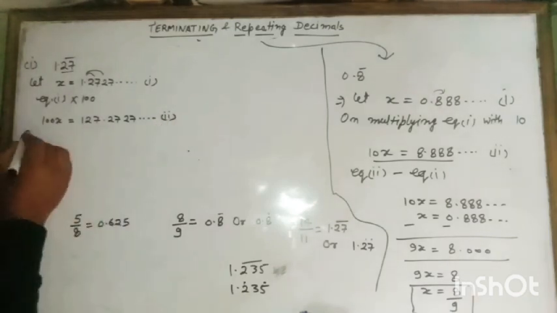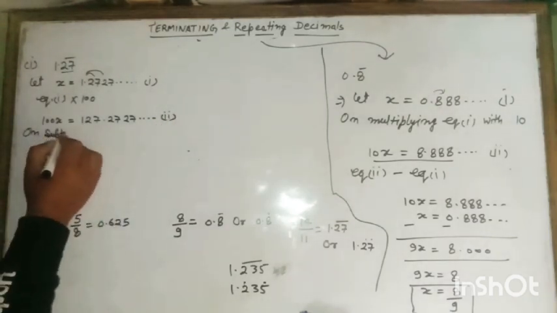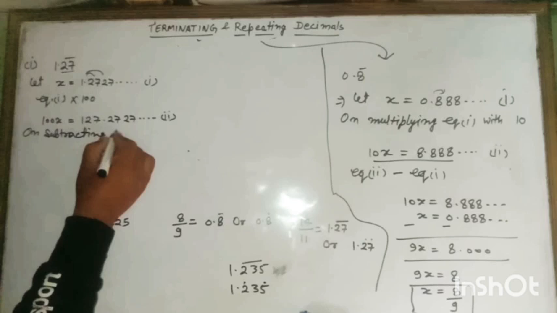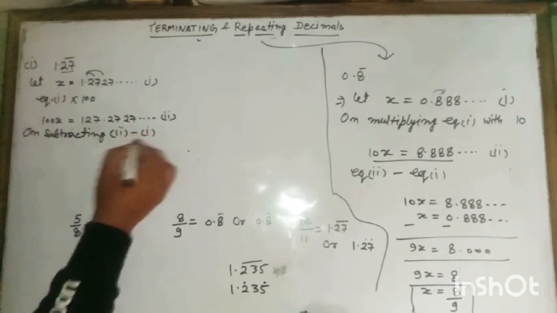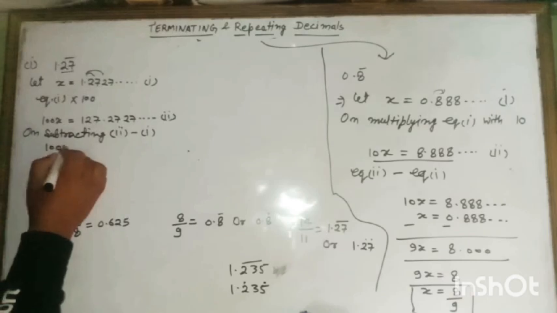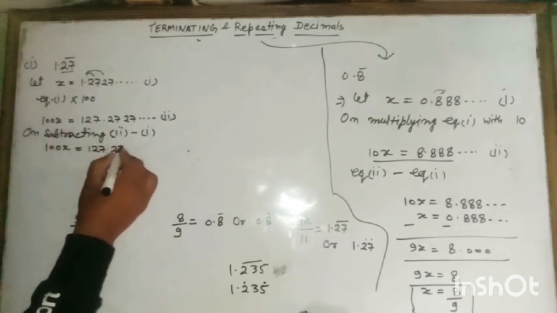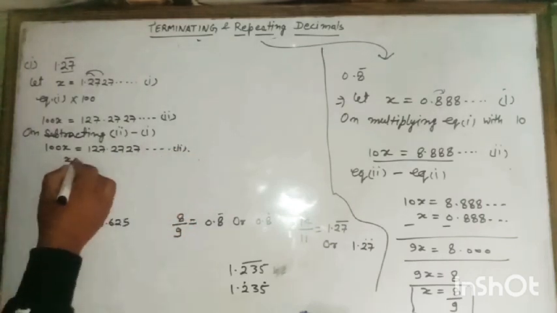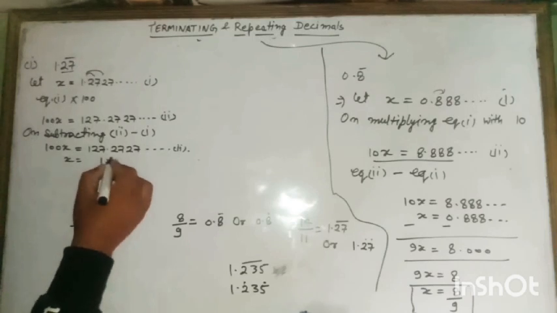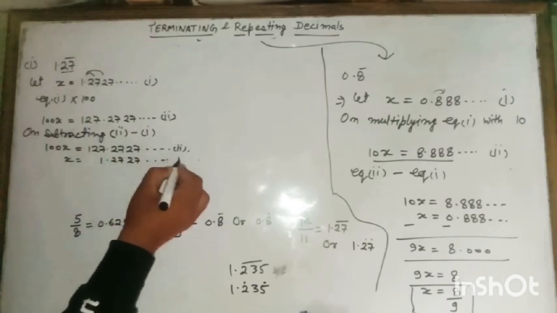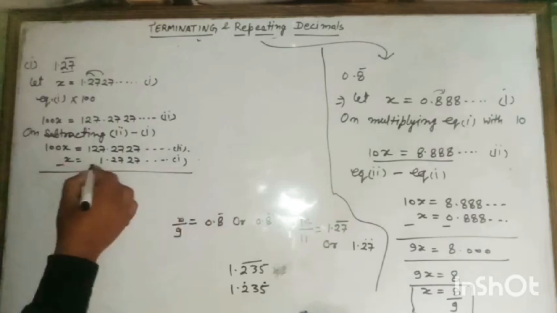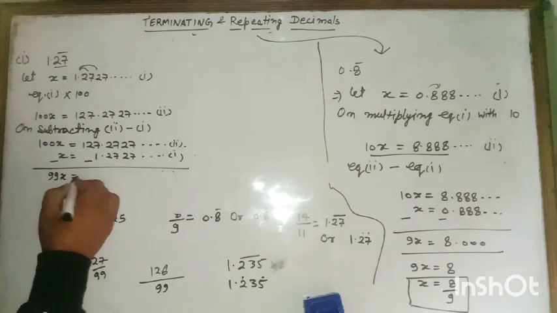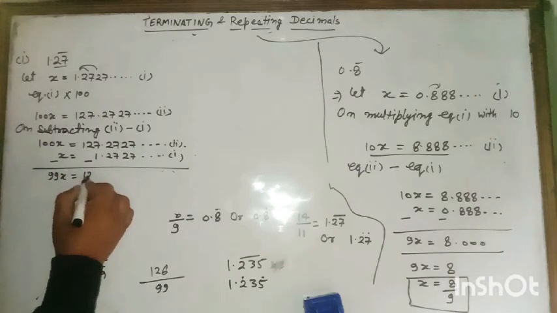Now on subtracting, second equation minus first equation we will do. So it will be 100x is equal to 127.2727 and so on. This is our second equation, and the first equation is x is equal to 1.2727 and so on. On subtracting, you will do the minus sign. In subtracting 100x minus x, it will become 99x is equal to 127 minus 1, it will be 126.